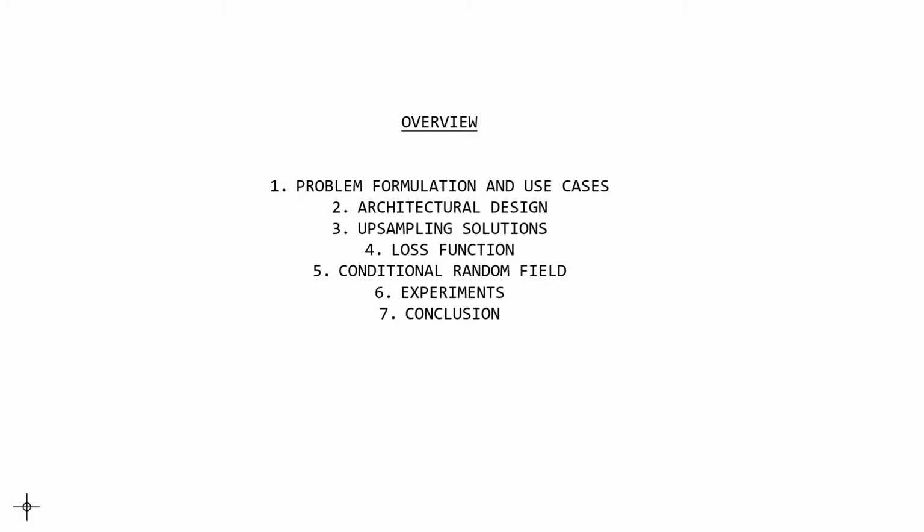Fifth, I mention conditional random field, which increases the segmentation performance as a post-processing technique. Sixth, I give qualitative and quantitative results of the tried methods. At last, I summarize the key points and give my deductions that relate deep learning with conventional computer vision.